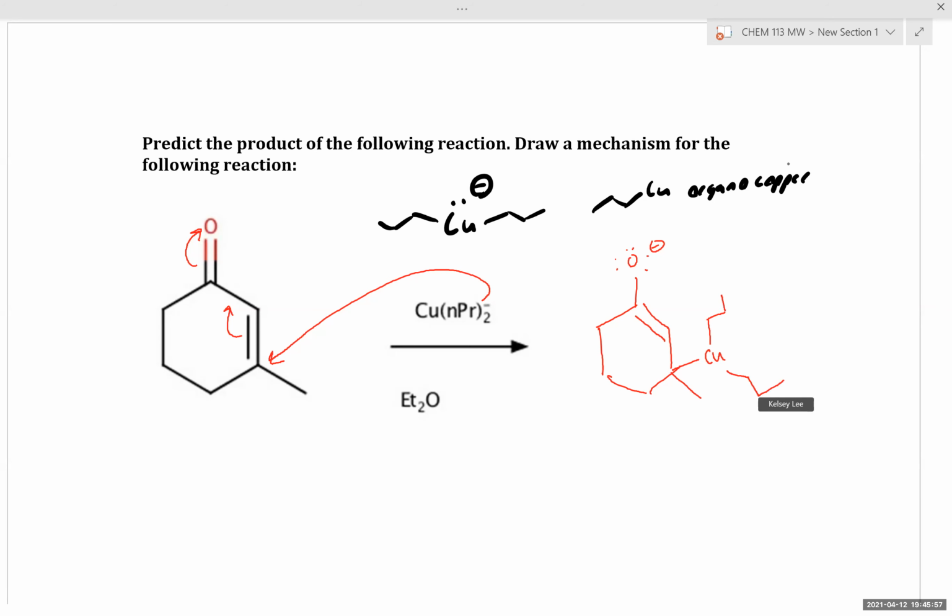So from here, we have our alkyl copper species. So from here, how do we form our desired carbon-carbon bond? What's the key step? Now that we have this alkyl copper species, how do we form our desired carbon-carbon bond? Would anyone like to show that final reductive elimination step?